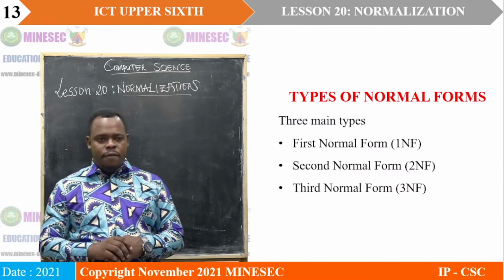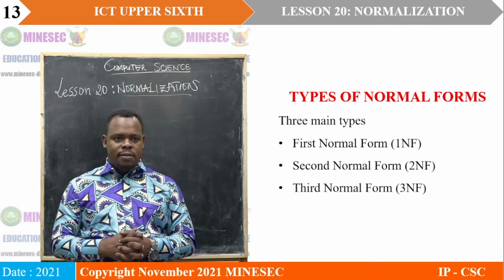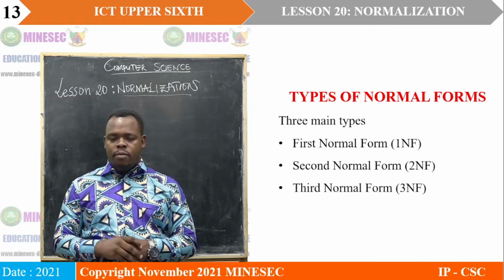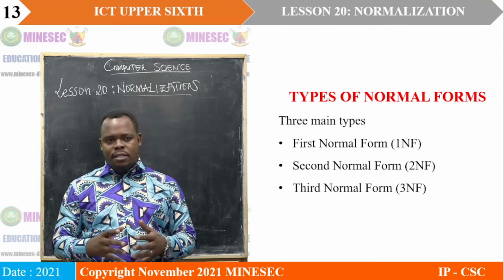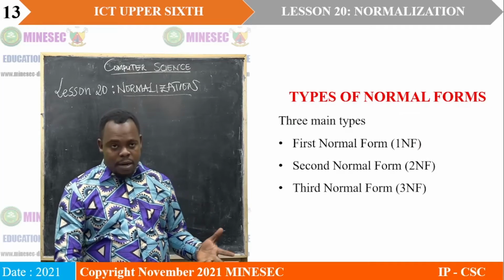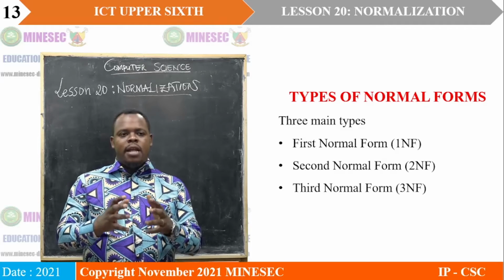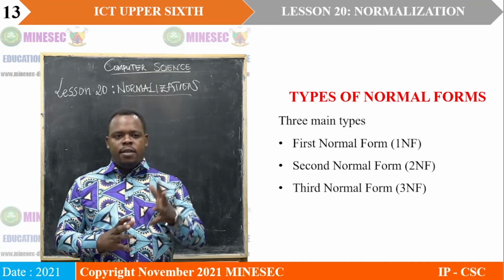Types of normal forms. There are three main types of normal forms. As we earlier saw, we have the first normal form, the second normal form, and the third normal form. Also, we have other types of normal form, such as Boyce-Codd and the fourth and fifth normal forms. But at this level, we are going to focus on these three normal forms.